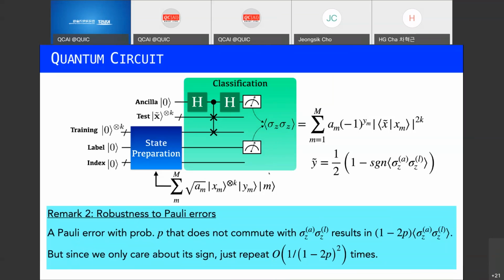However, if an error effectively appears as a Pauli error at the end of the circuit which does not commute with sigma z, then our outcome only scales linearly with the error rate. But you have to remember that in the end, we're only concerned about the sign of the measurement, because we only want to classify whether it is +1 or -1. We don't care about the magnitude, only the sign. We can repeat this measurement many times, such that we are more confident about the sign, and the number of repetitions is only polynomial, quadratic with respect to the error rate.